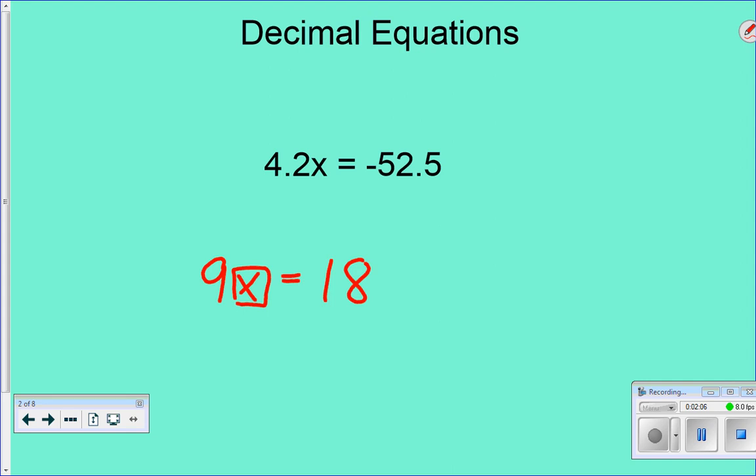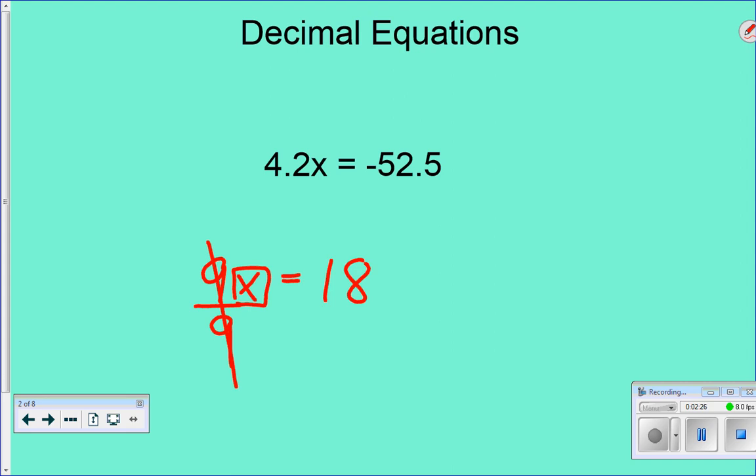If this is 9 times x, what can I do to undo this, Maddie? I'm going to divide. I'm not subtracting. Because what does this say? 9 times x? To undo that, I have to do the opposite. So if I'm multiplying, guess what? I got to divide. Now, when I do that, what's 9 divided by 9? 1. It's like nothing happened. It's pretty much canceled out.